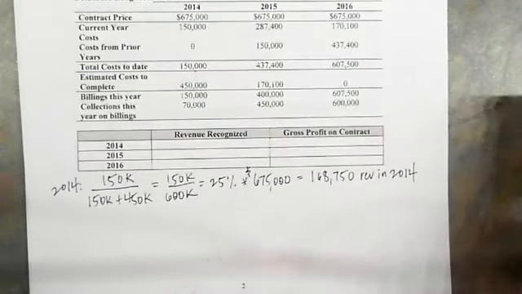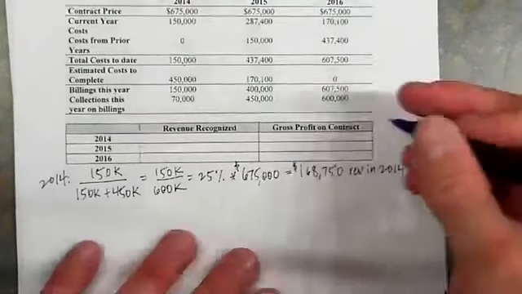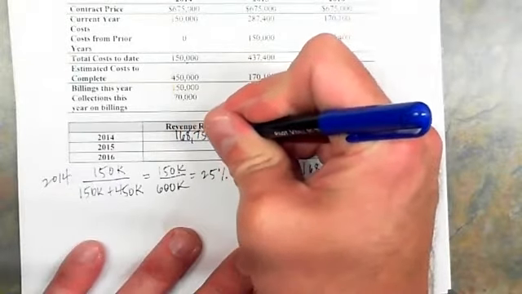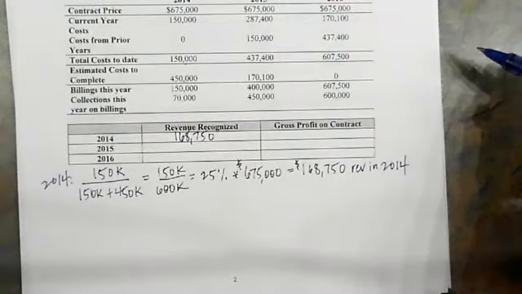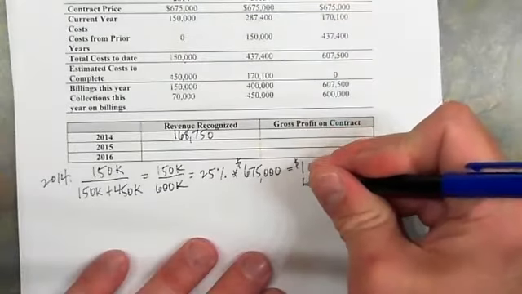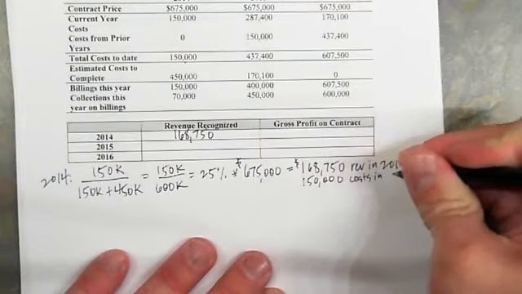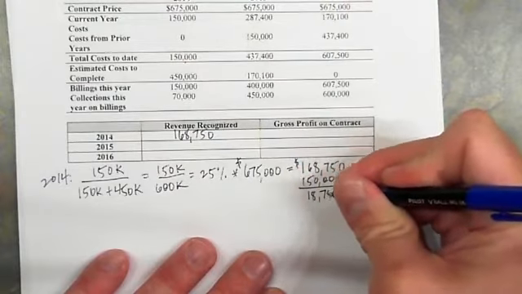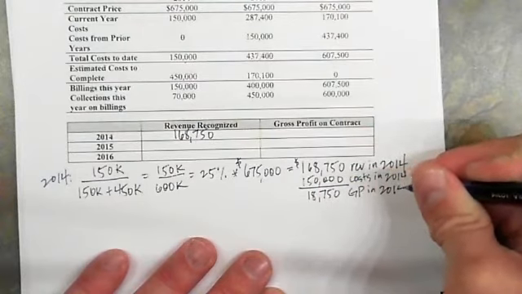So that comes out to $168,750 of revenue earned in 2014. You can go ahead and write that here. And then in order to determine my gross profit for this date, I would subtract off whatever current year costs I have. So my $150,000 were the costs in 2014, which then gives me $18,750 of gross profit in 2014.